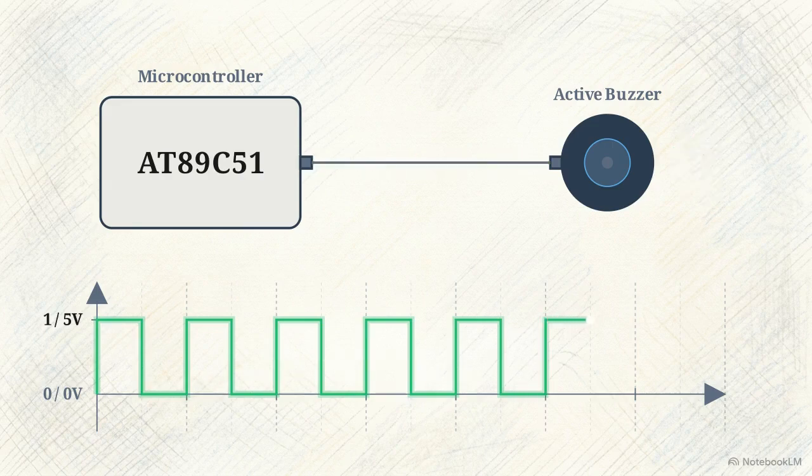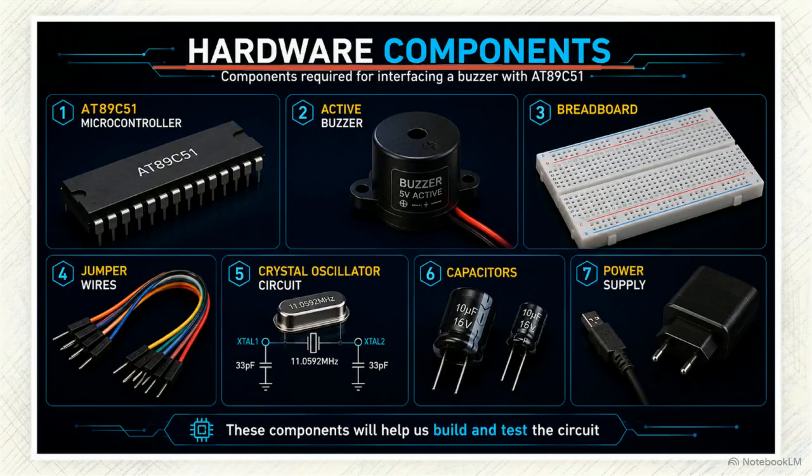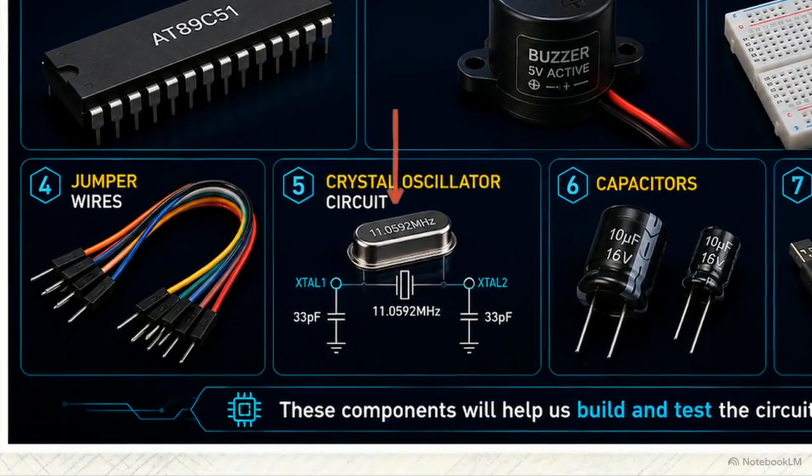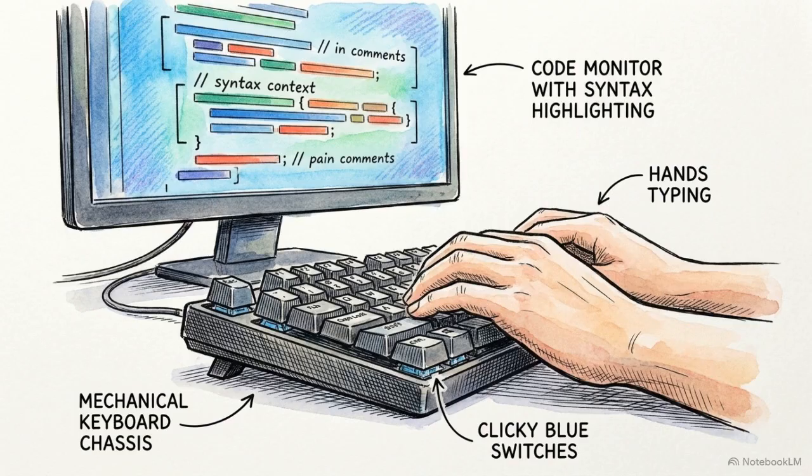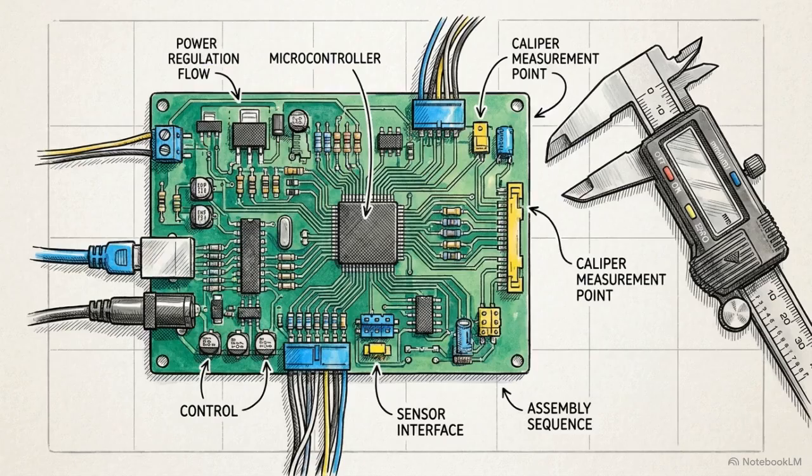precise 500 millisecond intervals. To replicate this circuit, you need the AT89C51 chip, an active buzzer, breadboard, jumper wires, capacitors, and a 5-volt power supply. You also need an 11.0592 MHz crystal oscillator. This acts as the system's heartbeat, providing the exact clock speed for accurate delay functions. Securing this exact component list ensures that the timing logic we compile in our software will perfectly match the physical limits of the hardware on the bench.